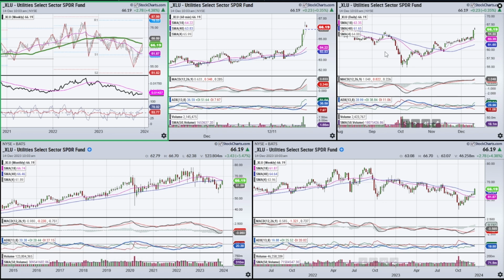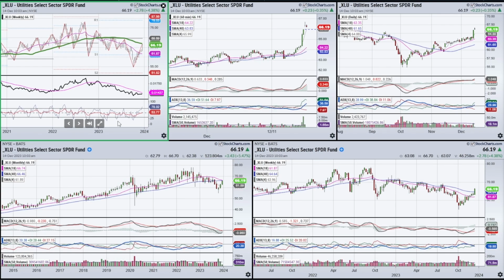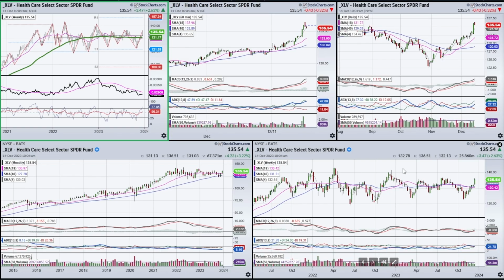This is a huge move off the bottom. We're starting to see the relative strength start to tick up a little bit. There is some resistance overhead, but it's another area that I think I'd be watching, looking for the strongest stocks and seeing what's playing out.